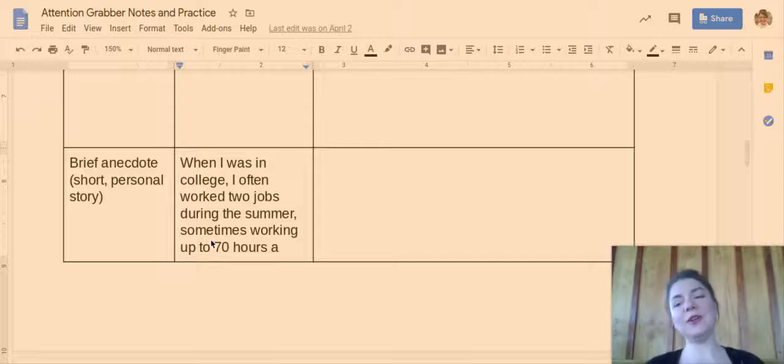That being said, at the very beginning of your paper, if you want to use a short personal story, and you want to go into first person just there, that's okay. This is the one place where it's okay to do that.